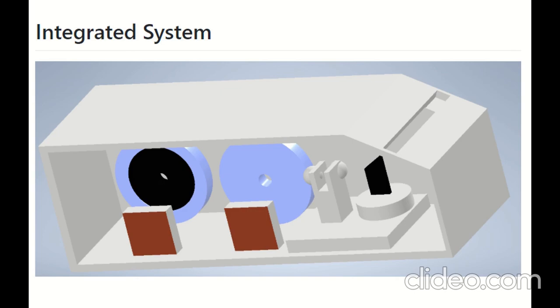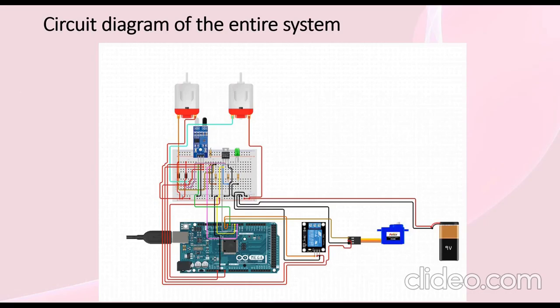Circuit diagram of the entire system. In our project, we are using Arduino Mega. To this, two DC motors, relay module, IR sensor, servo motor, LED bulb and a battery are connected as shown in the circuit diagram.